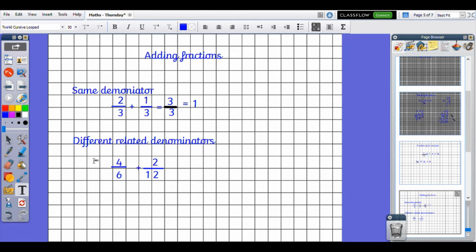It doesn't have to be in its simplified form. Okay, then you've got different denominators, but denominators that are related. So that means that you can easily work out how to add them together. So in this case, you've got 4/6 add 2/12.